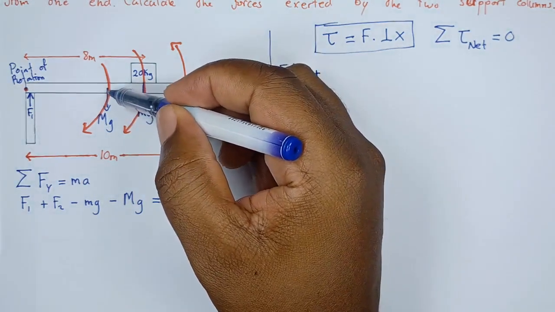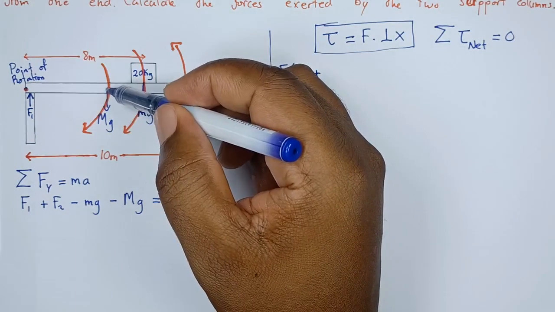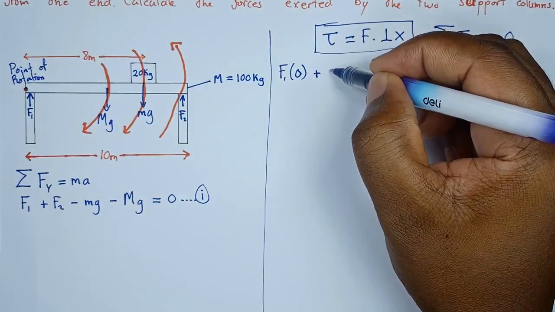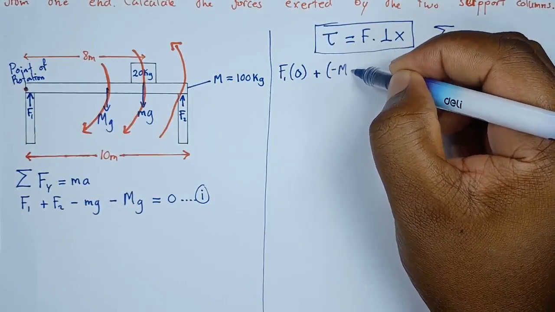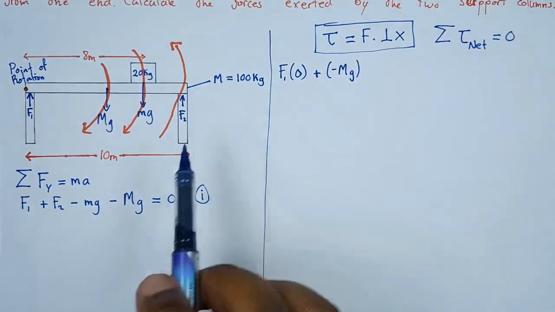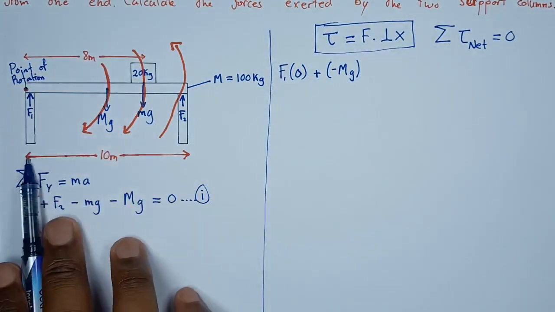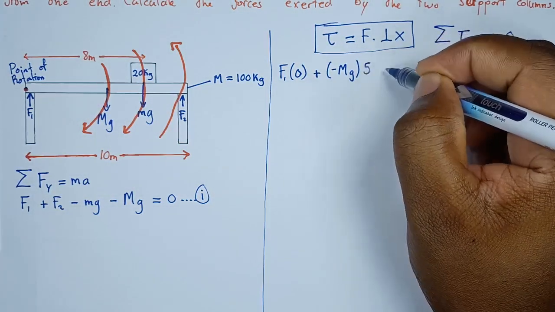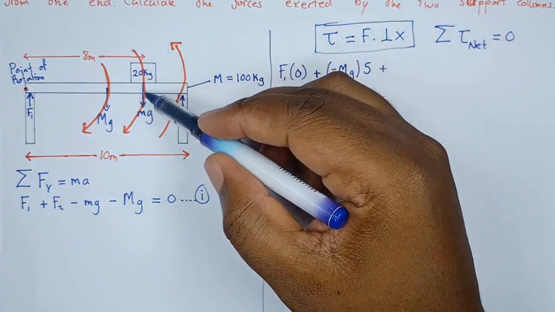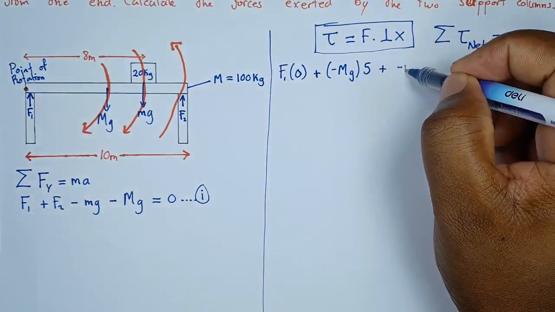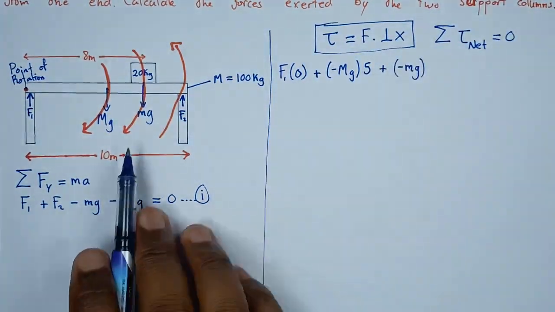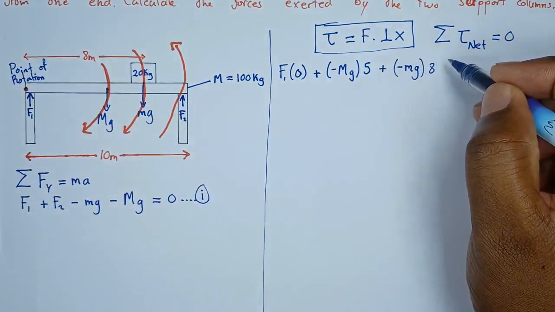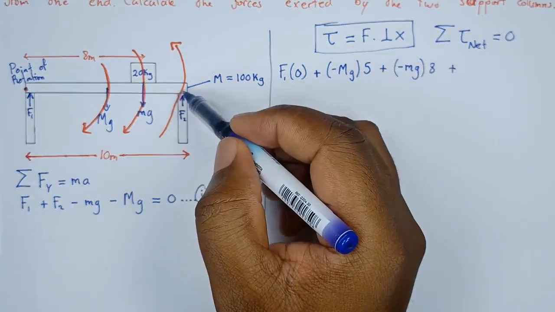So at this point, we can say force times distance. The force at this point is negative mg multiplied by the distance. What's the distance from the point of rotation? Remember, the beam is 10, so half of that, the center of rotation, is 5. Plus this point as well, it's clockwise, hence it's a negative mg, the force, times the distance. Remember, from this point to that point, the distance is 8.